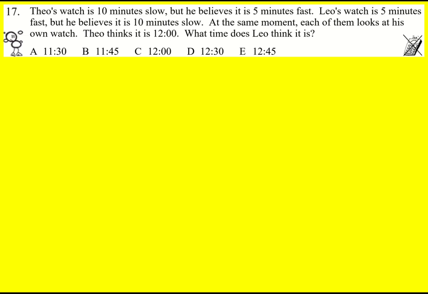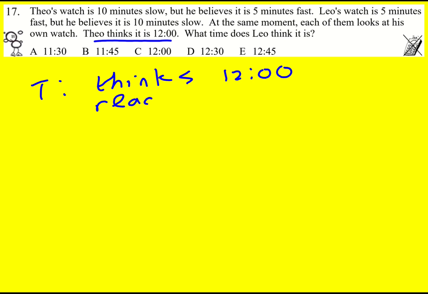This question needs some care to decide whether you add or subtract 10 and 5 and so on. So I'm going to start out with Theo because this is the information we have. Theo thinks it's 12 o'clock. Now, let's work out what is actually read.